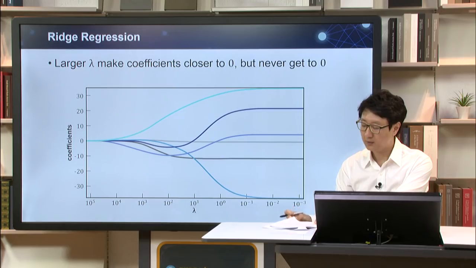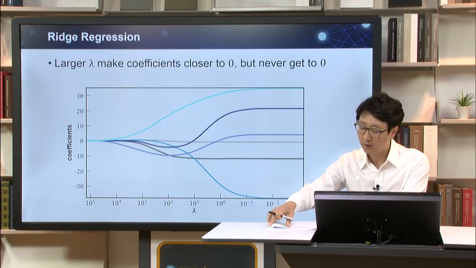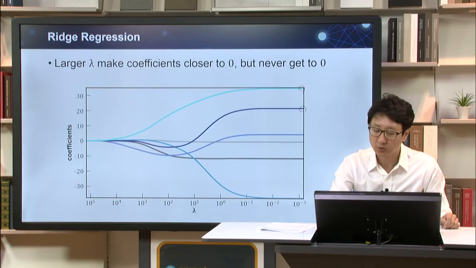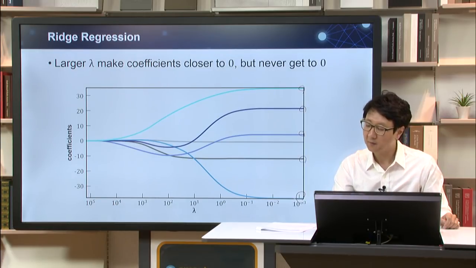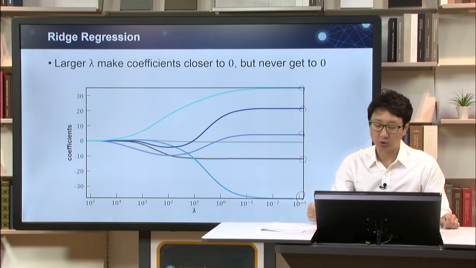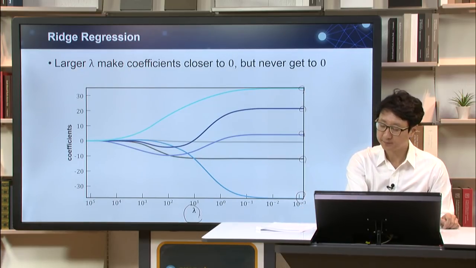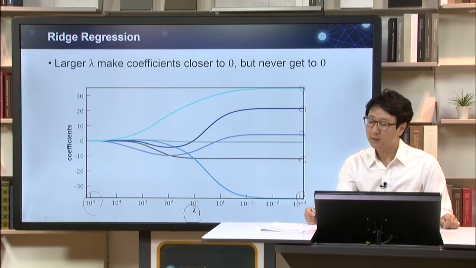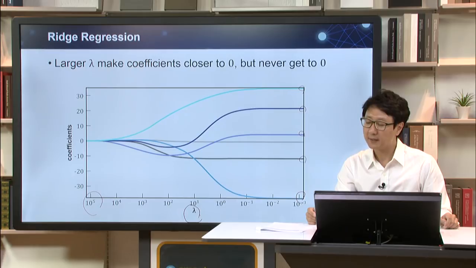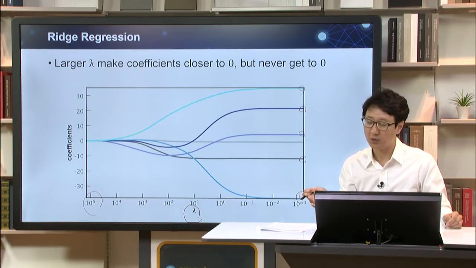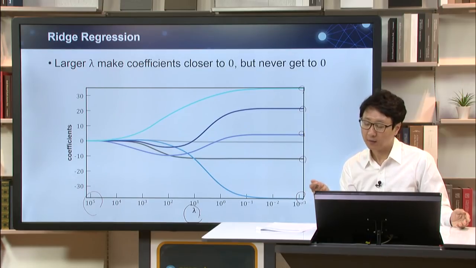So this is the typical graph that shows the change of the 5 coefficients, 1, 2, 3, 4, 5 coefficients, according to the lambda value. As we see, larger lambda makes those coefficients close to 0. But these coefficients never get to 0. It actually gets close to 0, but never gets to 0. So you will see why later.